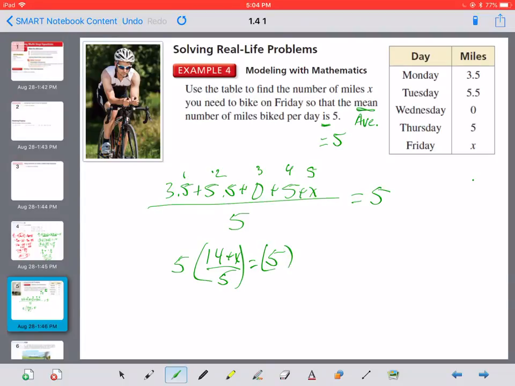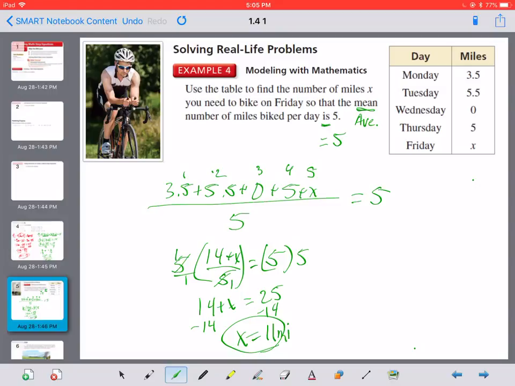Now we're dividing by 5, and I want to undo divide by 5, so I'm going to multiply by 5. If I do it to that side, I've got to do it to this side. 5 on top, 5 on bottom, reduces to 1s, leaves me with 14 plus x equals 25. Move that 14, x equals 11. Got to bike 11 miles. Don't forget your units on the word problems.